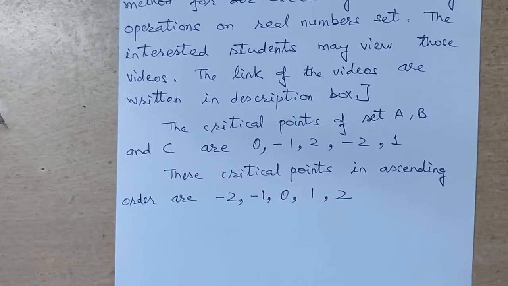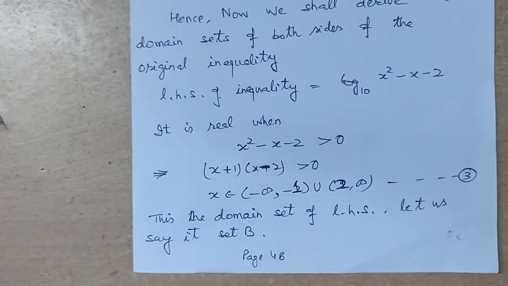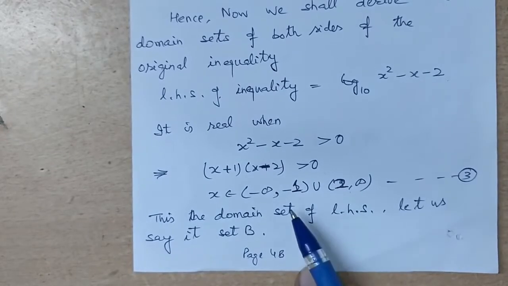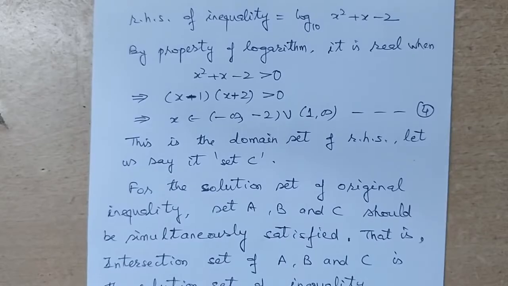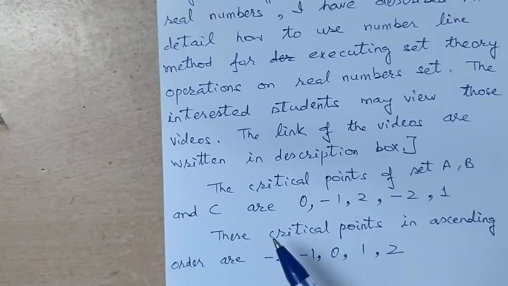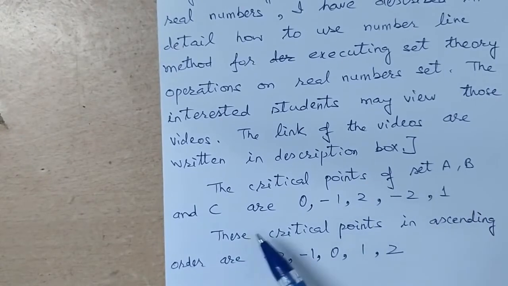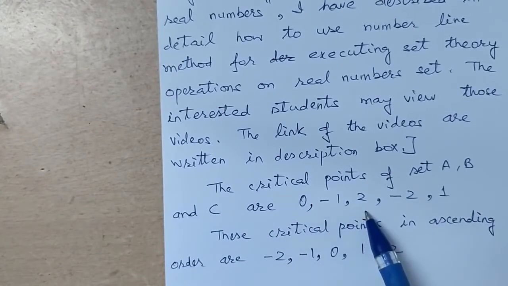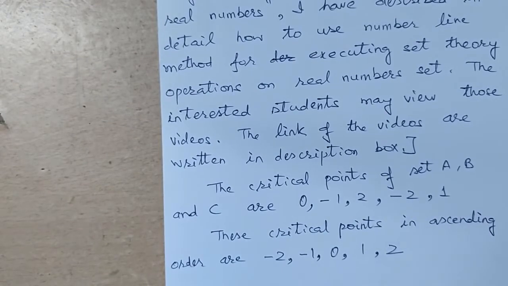The first step of the number line method is the identification of critical points. The critical point of set A is 0. The critical points of set B are minus 1 and 2. The critical points of set C are minus 2 and 1. Thus, the critical points of sets A, B and C are 0, minus 1, 2, minus 2 and 1. Arranging them in ascending order, we get minus 2, minus 1, 0, 1 and 2.